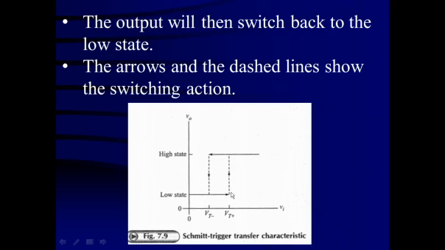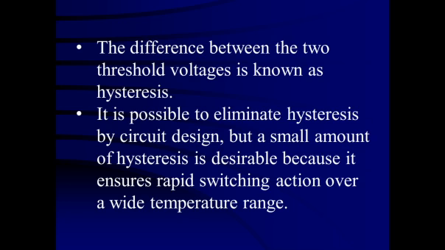The difference between VTH plus and VTH minus is called hysteresis, and this hysteresis is desirable because of this hysteresis only, fast rising and falling edges of the clock pulse which is going to be generated are possible. That means the transition time of the clock pulse is reduced because of the hysteresis. The difference between the two threshold voltages is known as hysteresis. It is possible to eliminate hysteresis by circuit design, but a small amount of hysteresis is desirable because it ensures a rapid switching action over a wide temperature range.